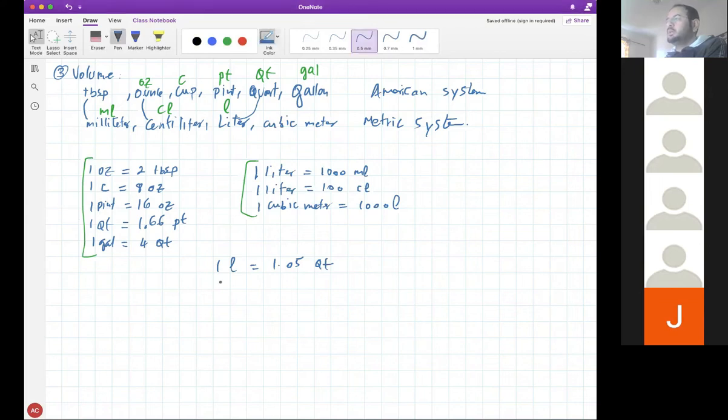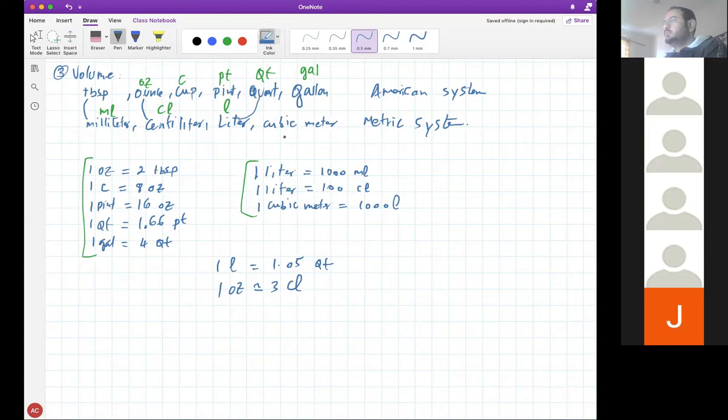Let's say, 1 ounce, fluid ounce, not the other one we use for weight, has about 3 of these, not exactly, but approximately 3 centiliters.